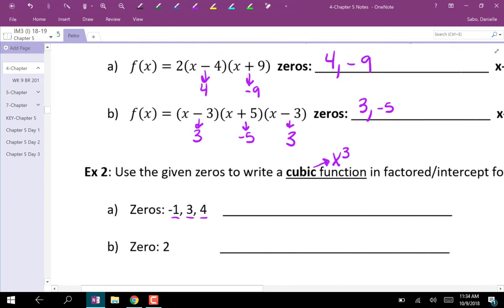So if you look here, I had 3, -5. This is how we're writing it. We're just going backwards. So the first one, remember, it's always the opposite sign: x plus 1. Always the opposite.